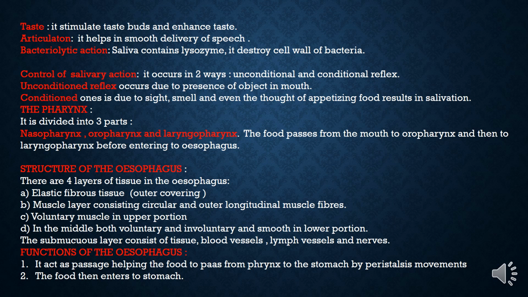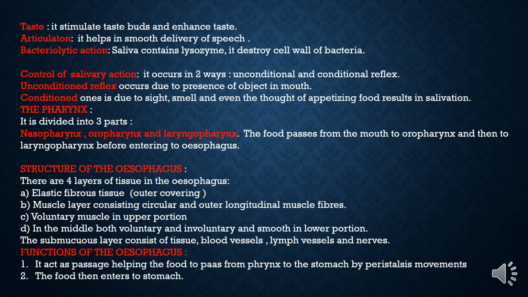Taste: it stimulates the taste buds and enhances the taste. Articulation: it helps in smooth delivery of speech. Bacteriolytic action: it contains lysozyme, which destroys the cell wall of bacteria. The control of salivary secretion occurs in two ways, unconditioned and conditioned reflex. Unconditioned reflex is due to the presence of an object in the mouth. Conditioned reflex is due to the sight, smell, even the thought of appetizing food, which results in salivation.